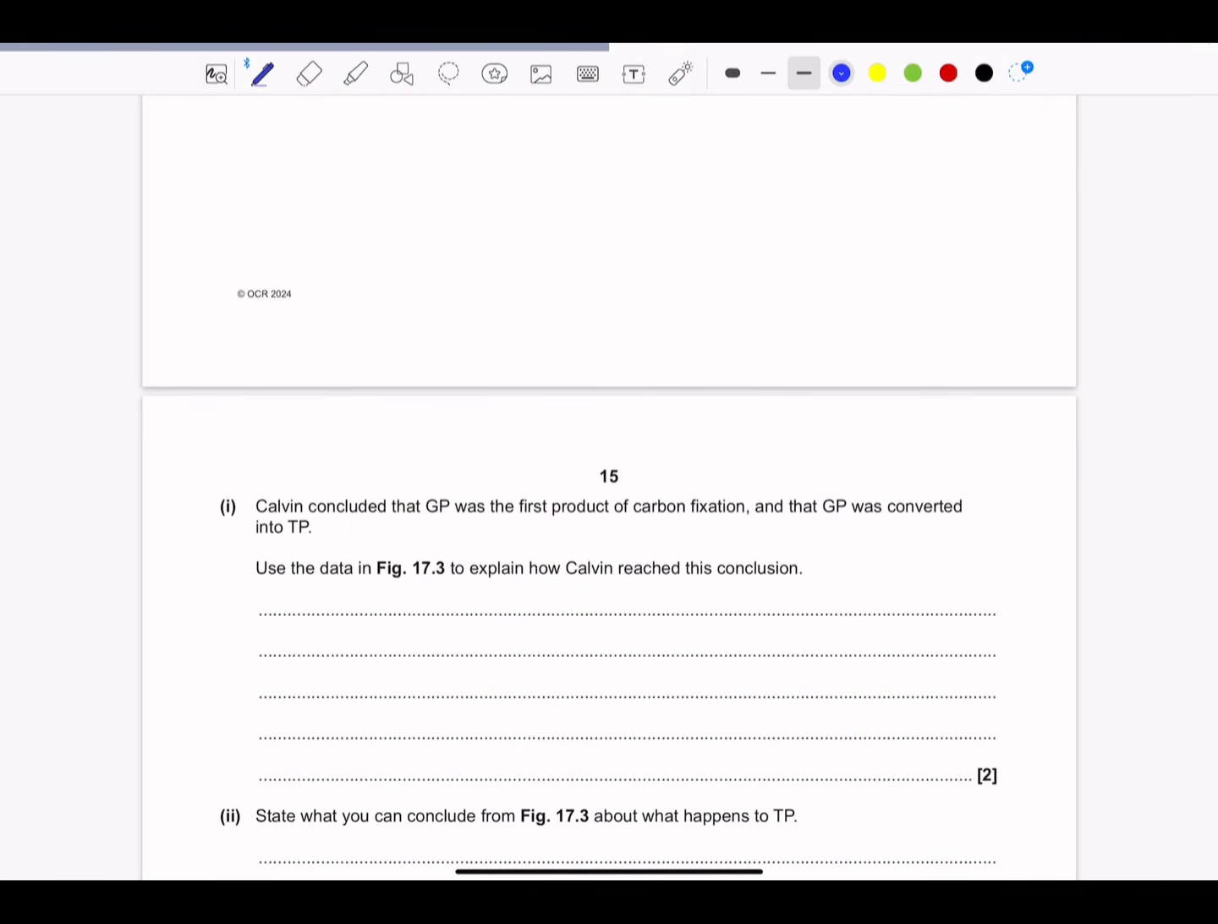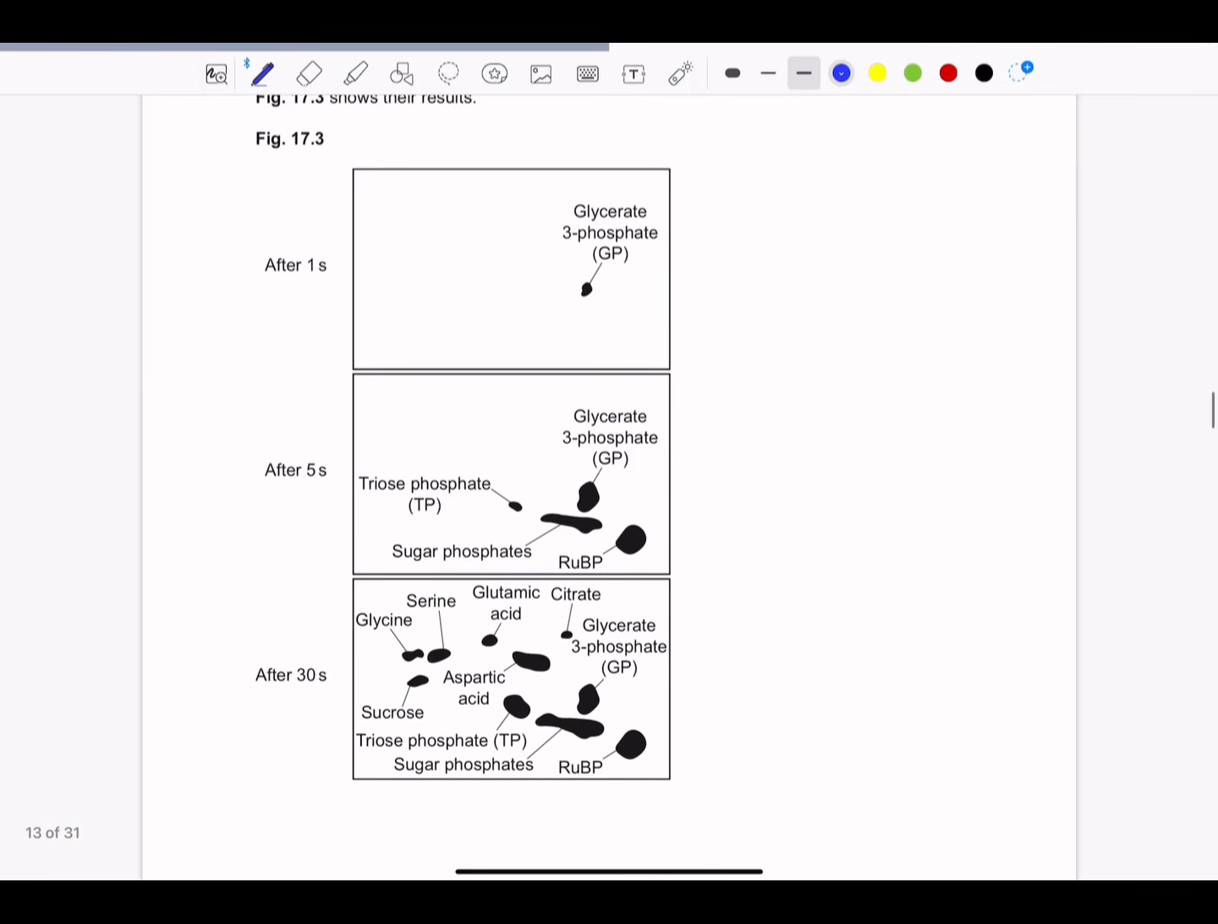Calvin concluded that GP was the first product of the carbon fixation process and that GP was converted to TP. Use data in figure 17.3 to explain how Calvin reached this conclusion. So again, we're looking at GP being first and then that being converted to TP. Looking at the results, we could see that yes, in fact, GP does form first because it forms after the first second, and it's only after 5 seconds that triose phosphate is formed.